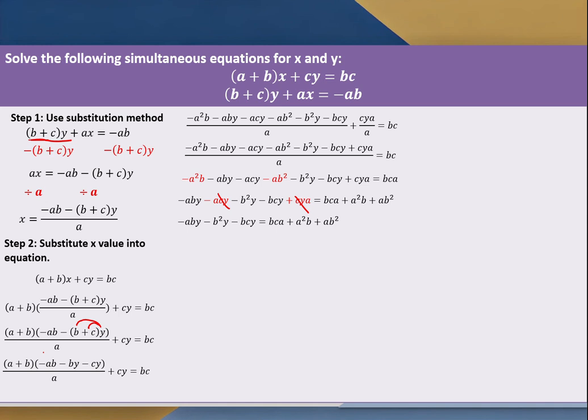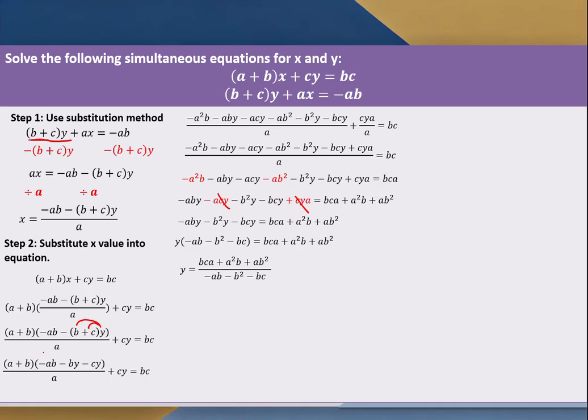Well, everything on the left-hand side has y. So the first thing I will be doing is factoring out the y. Now I've factored out the y, I'm going to divide by everything in that bracket, and that gives me something a bit easier to look at.